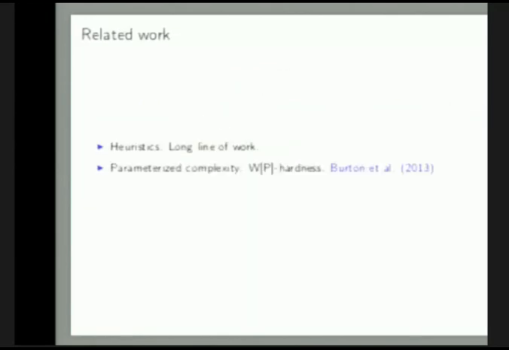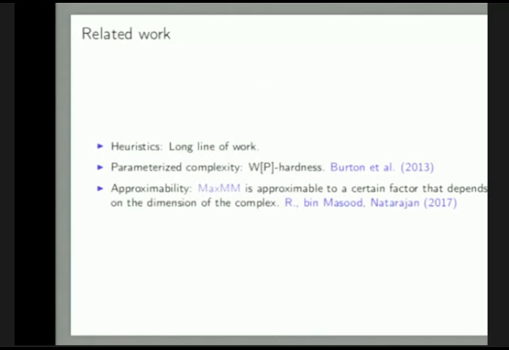So in fact, I'll go back to the previous slide. This is joint work with Professor Natarajan here, and we proved approximation algorithms. We showed some approximation algorithms for max Morse matching in the CGTA paper in 2017, and as for other related work, there is a long line of heuristics for trying to compute optimal Morse matchings. I will not list them here. And for parameterized complexity, Burton et al. showed W[P]-hardness in 2013.